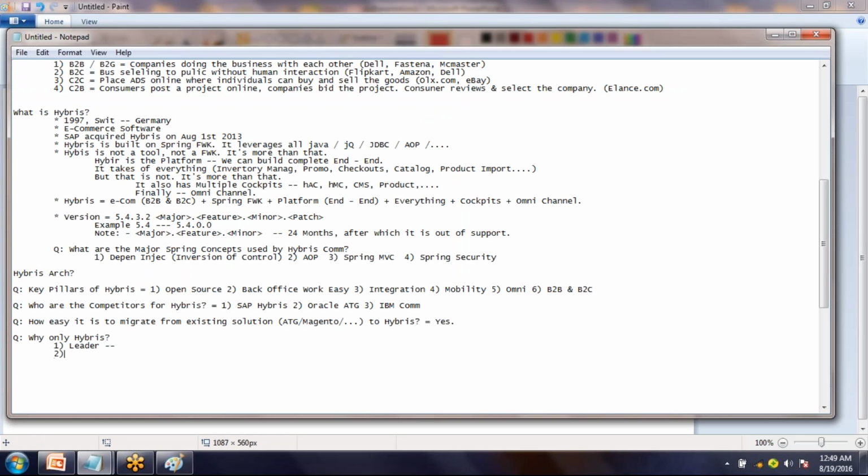Then the second thing is scale up. Hybris applications can be scaled up very easily. The third thing is speed of the front office. That means you can do front office work fast, because of so many cockpits and all these things. Go live fast. As you can do work very fast, go live will be fast because it supports a lot of accelerators.